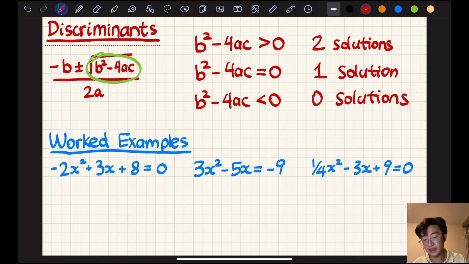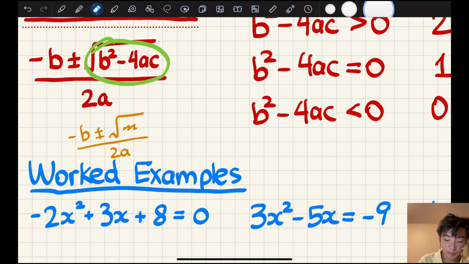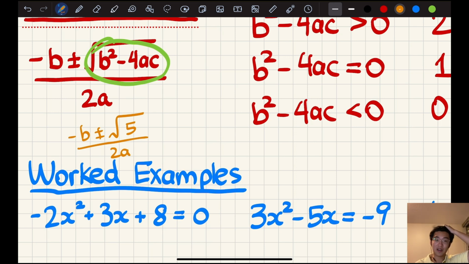And we can quickly check to see why that is. If we look here, we have just negative b plus or minus a random number. If this number is positive and above 0, say for example 5, then no matter what the b and the a are, we will always get two solutions. It will be negative b plus root 5 over 2a, or negative b minus root 5 over 2a. If it's positive, we get two solutions.